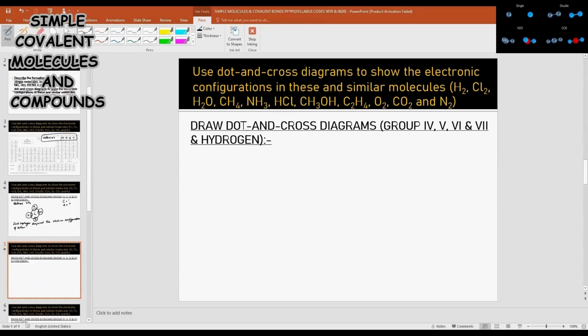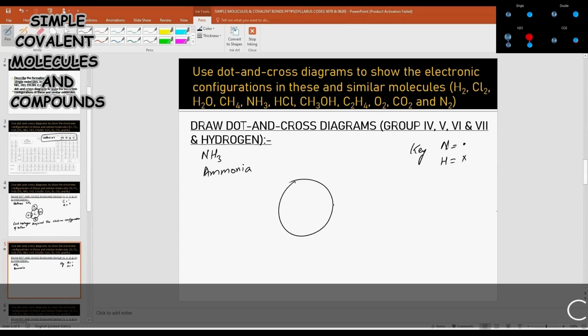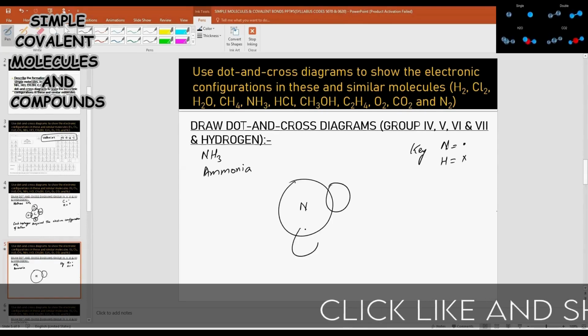Now I'm drawing the dot and cross diagram for ammonia. The formula is NH3. First of all, we have to show the key. For nitrogen, I'm using dot. Hydrogen, I'm using cross. You see, there's only one nitrogen, and nitrogen is present in group 5, which means it needs 3 electrons to complete its valence shell. So each hydrogen will share 1 electron with this nitrogen atom. Let me draw. This is the nitrogen, the first hydrogen, second hydrogen, third hydrogen.